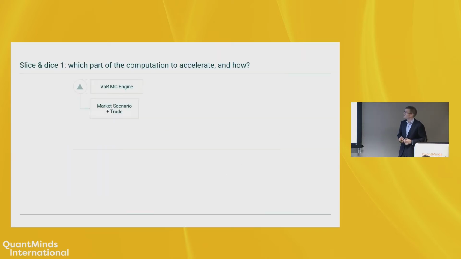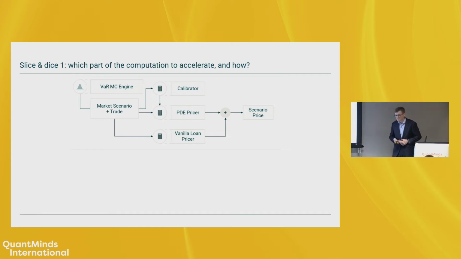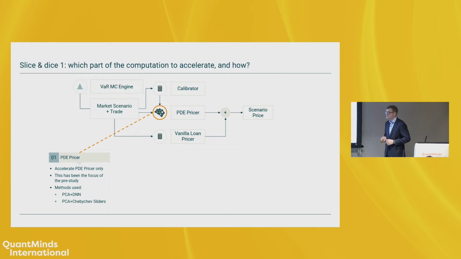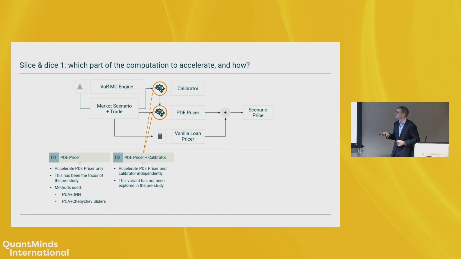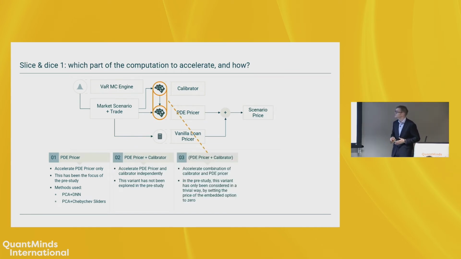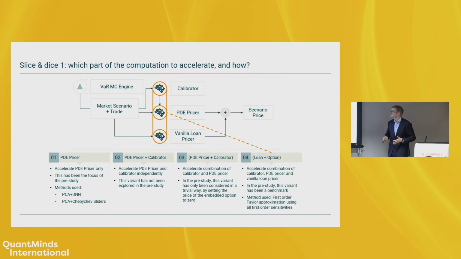So now how can we apply machine learning in this context? We have the vanilla loan pricer, we have a PDE pricer, we have a calibrator, and we end up with a scenario price. We need to run all of this in every scenario generated by the VAR engine and for every trade. We can replace the PDE pricer by a machine learning technique or by a fast pricer, however you want to call it. We can independently replace the calibrator and the PDE pricer. We can replace a combination of the two. And we can even just look at all three components at once and try to approximate the whole package. So we are going to focus really on the PDE pricer.